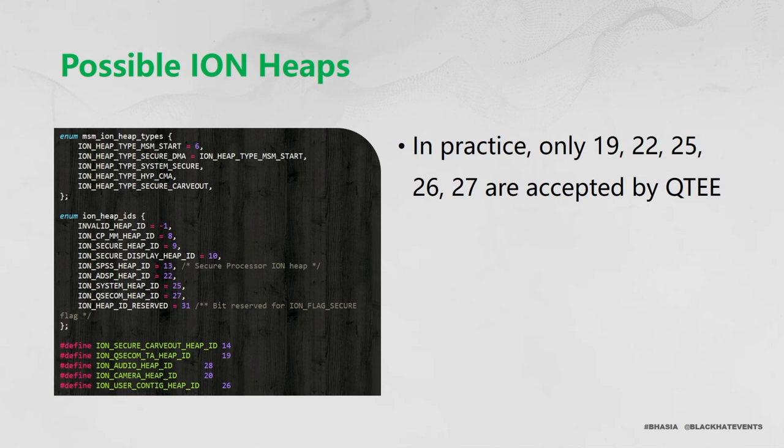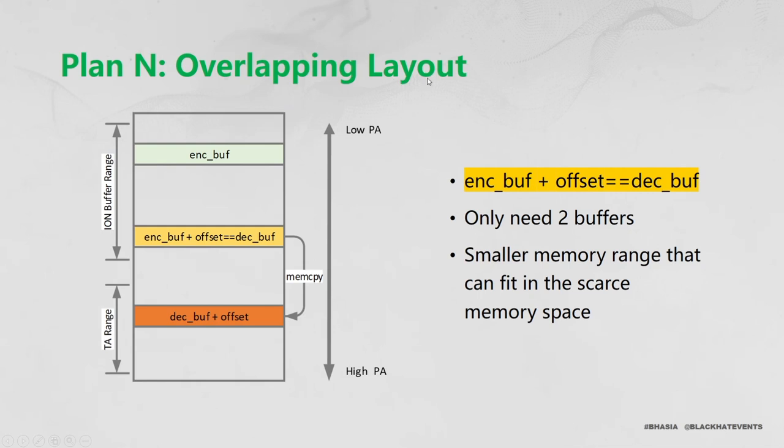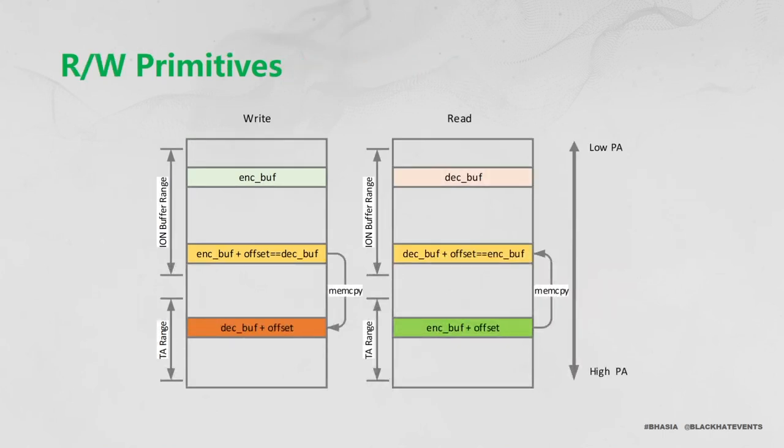And finally, we get this one. I call it the overlapping layout, and we let the encryption buffer plus its offset equal the decryption buffer. And the decryption buffer plus an offset will reach the TA. In this memory layout, we only need two buffers, and this ion buffer is relatively small so that we can let it fit in one of the scarce memory spaces we can get. And also with this memory layout, it's very easy to make read and write primitives. We just need to swap the encrypt buffer and decrypt buffer.